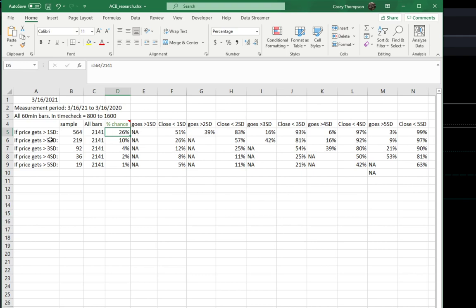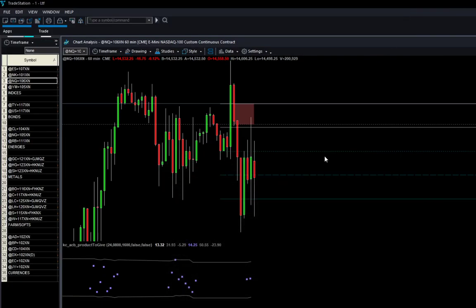So, like I said, the vast majority stay underneath 1 standard deviation, but a quarter of them do go above 1 standard deviation, and 60% of those actually stay within 1 standard deviation, but 40% do go greater than 2 standard deviations, but most of them close within 2 standard deviations. If it goes above 2 standard deviations, there's a 60% chance that it'll actually close within 2 standard deviations. So the 2 standard deviation mark is the most important.